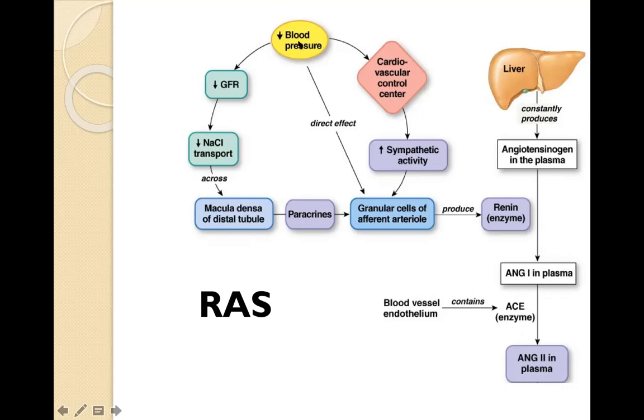The third way that you can have renin released is through the low blood pressure being sensed by the cardiovascular control center, so those baroreceptors. You'll have increased sympathetic nervous system activity, and increased sympathetic activity will cause the granular cells to also release renin. So there's really three ways that renin is released, all stemming from low blood pressure. And all of the effects of renin being released is to eventually make angiotensin 2.